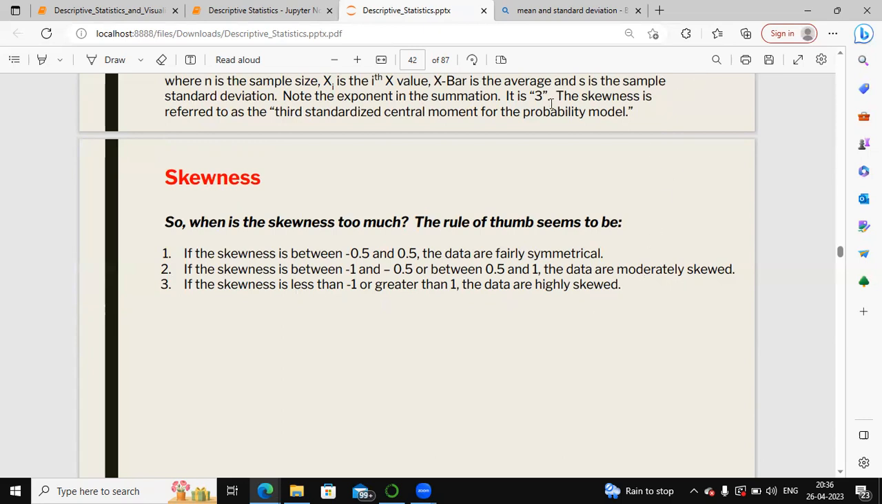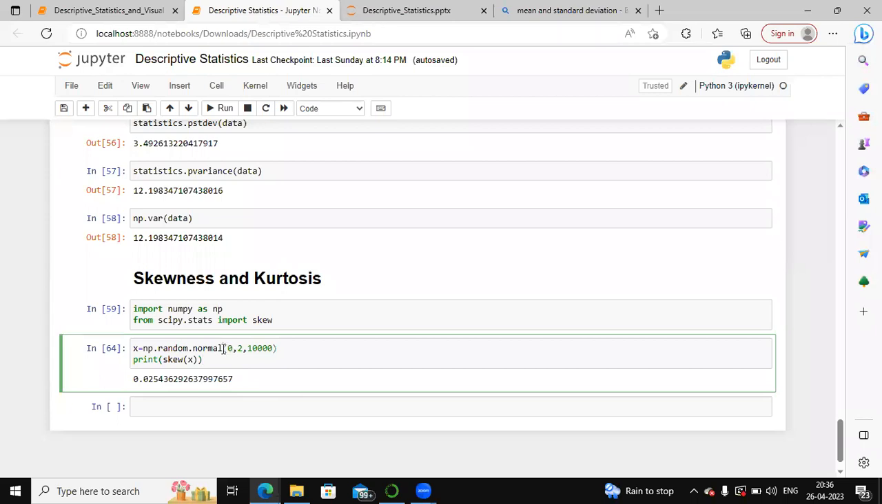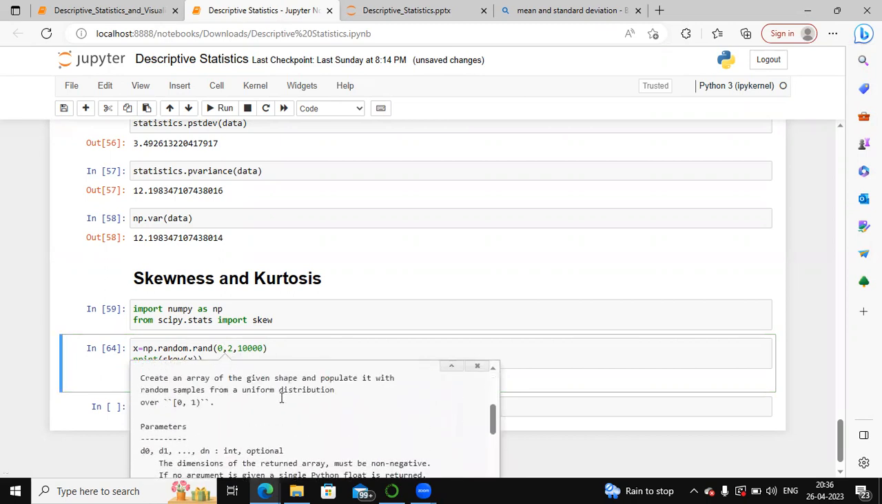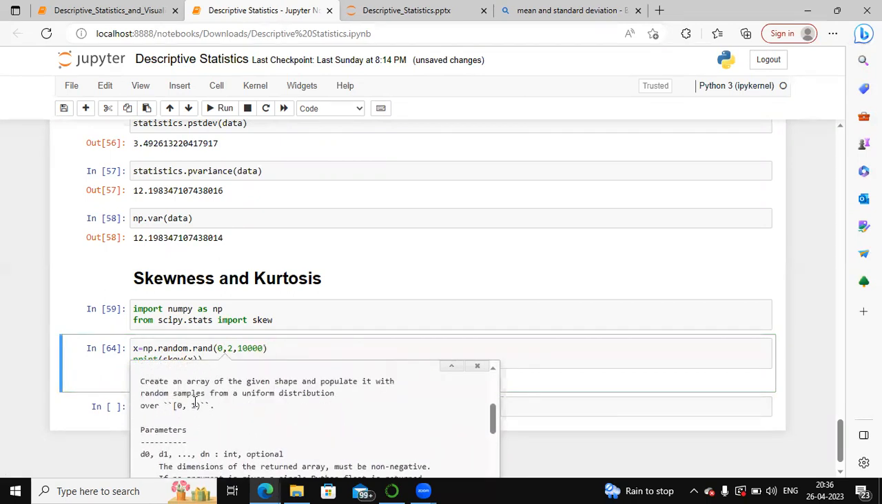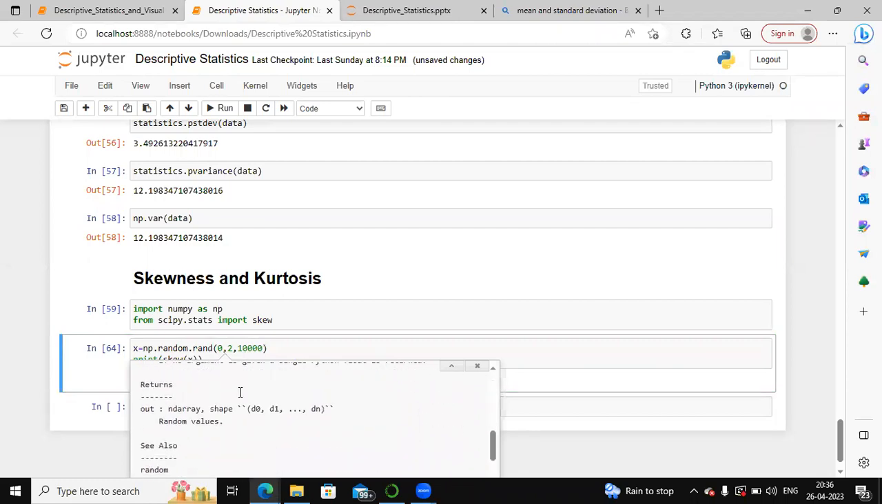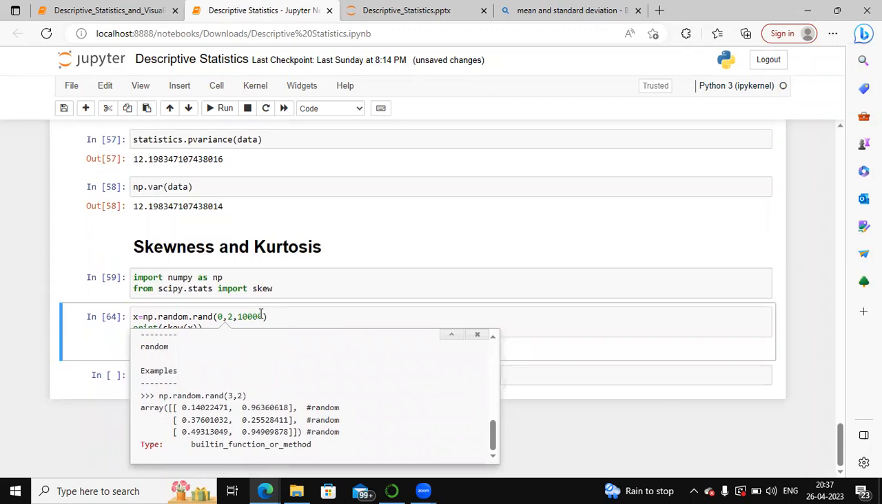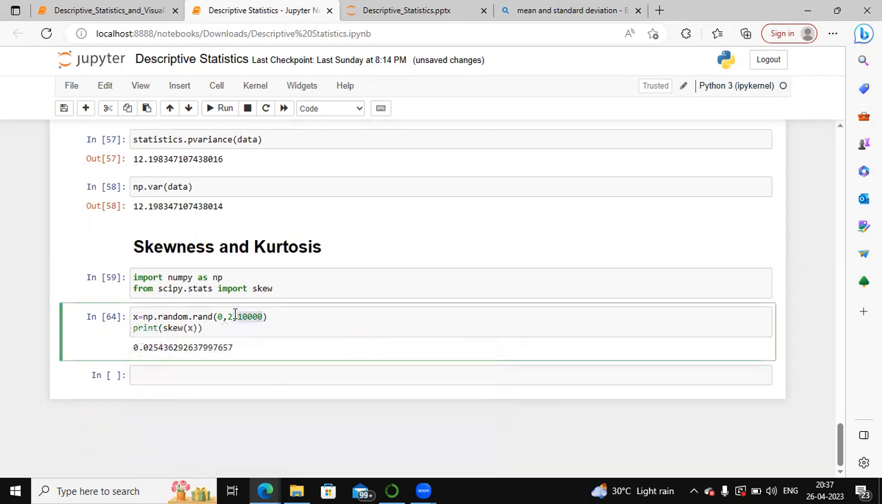If you want to see data which is highly skewed, let's pass random instead of random normal. So we are now trying to pass random values in the given shape. Let's see how it goes. We have to pass an array random of 3 comma 2, the number of rows and number of columns. So this is 3 rows, 2 columns. Let's see. No, this doesn't work. Okay, it will be normal.